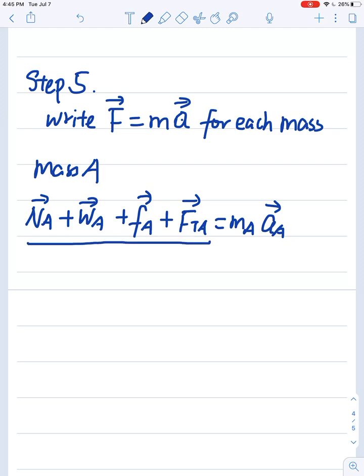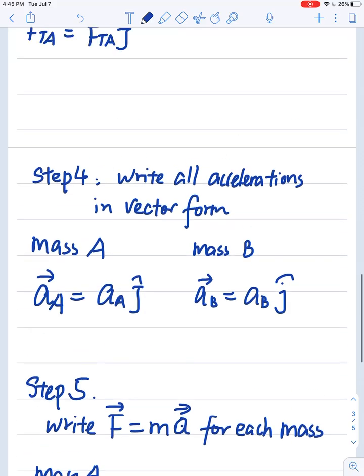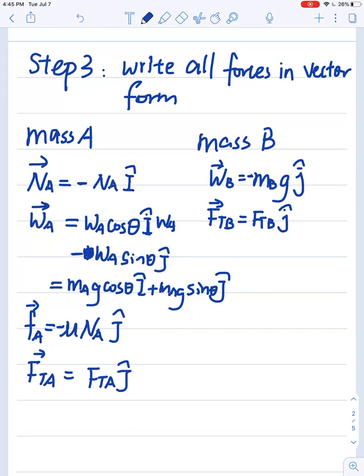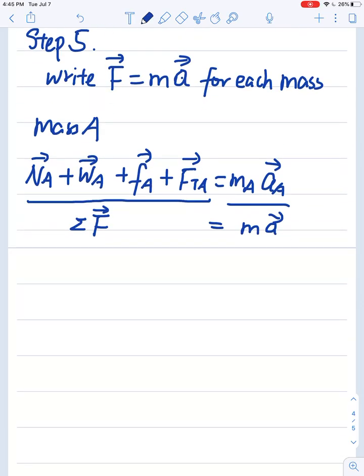Okay, so this is a simple application of the equation F equals MA. And here, since we have multiple forces in the free body diagram, therefore it's a sum of all the forces. And we're not done yet. So what I want you to do is go back to step 3 and look at all the i, j components for the forces and substitute them inside of your equation here.